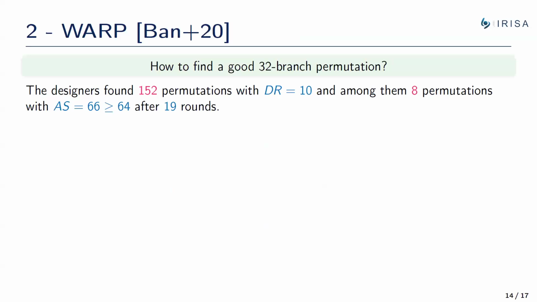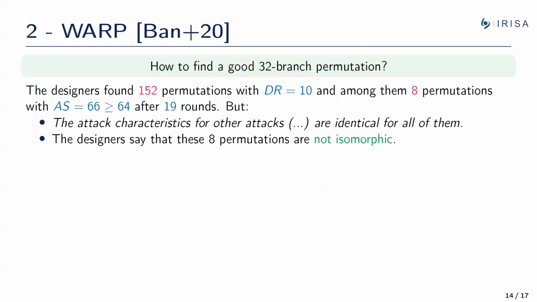The second application is the case of WARP. It was one of our motivations for this work. In WARP, there is a 32 branch permutation. The designers found it by looking at structured spaces of candidates, among which they found 152 permutations with a diffusion round of 10, and among them, 8 permutations with a number of active S-boxes greater than 64 after 19 rounds. However, they noticed that for these 8 permutations, they always behave the same for a large class of attacks, and they couldn't find which one was the best one, even if they are not isomorphic. Here, isomorphic means about the same as conjugacy-based equivalent.